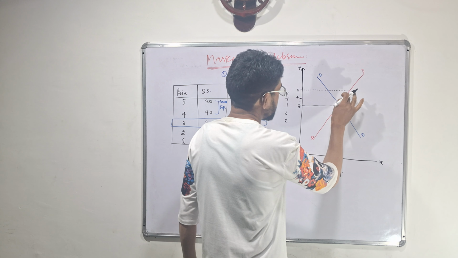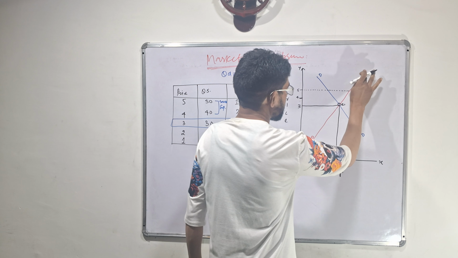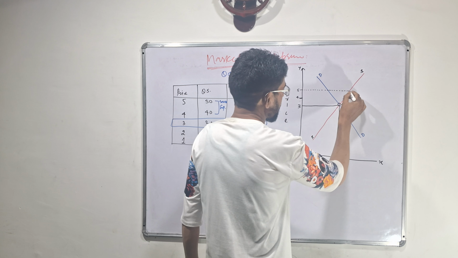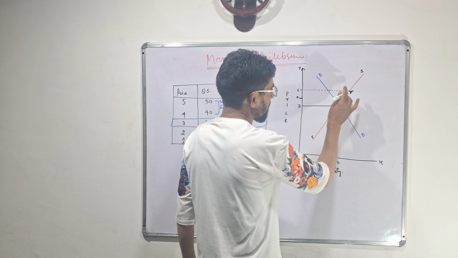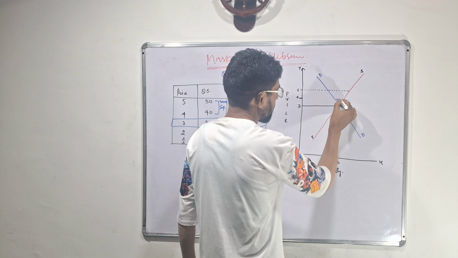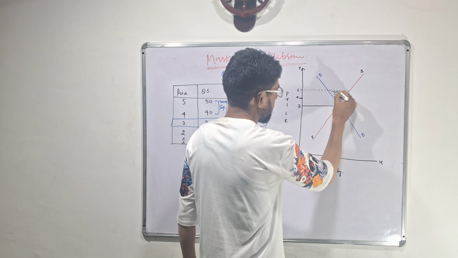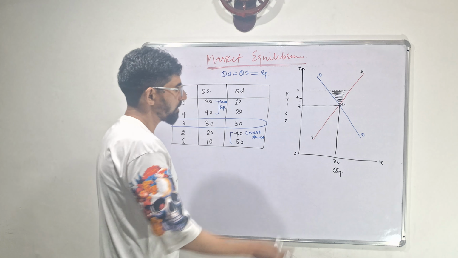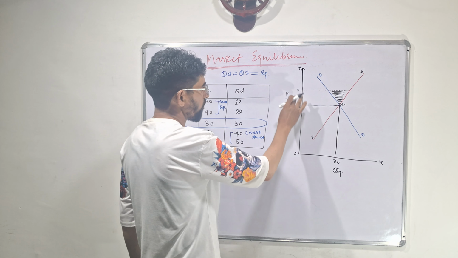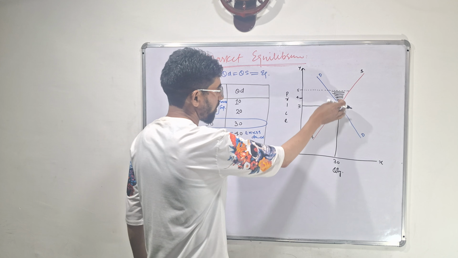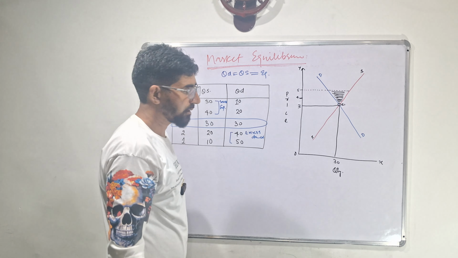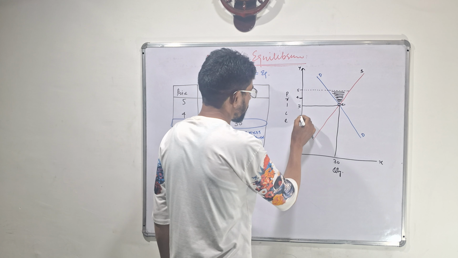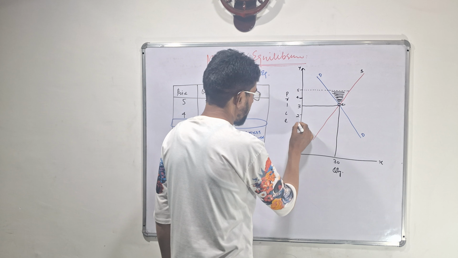This is the supply curve. It means the price line touches the supply line. This shows us excess supply. As price increases from 3 to 5, quantity supply increases from the equilibrium upward. This shows excess supply. If price falls to 2, for example, here 2, here 1.